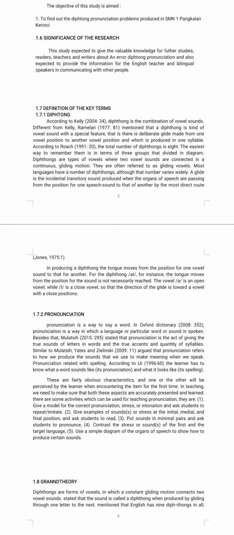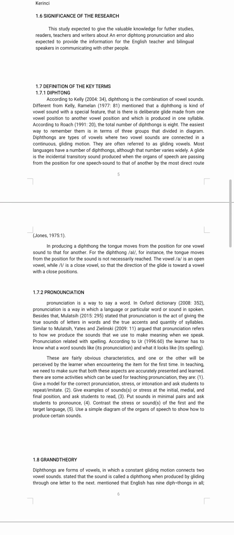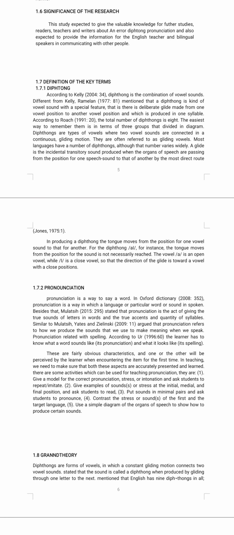1.7.2 Pronunciation. Pronunciation is a way to say a word. In the Oxford Dictionary, pronunciation is the way in which a language or a particular word or sound is spoken. Besides that, it is stated that pronunciation is the act of giving the true sounds of letters in words and the true accent and quantity of syllables.